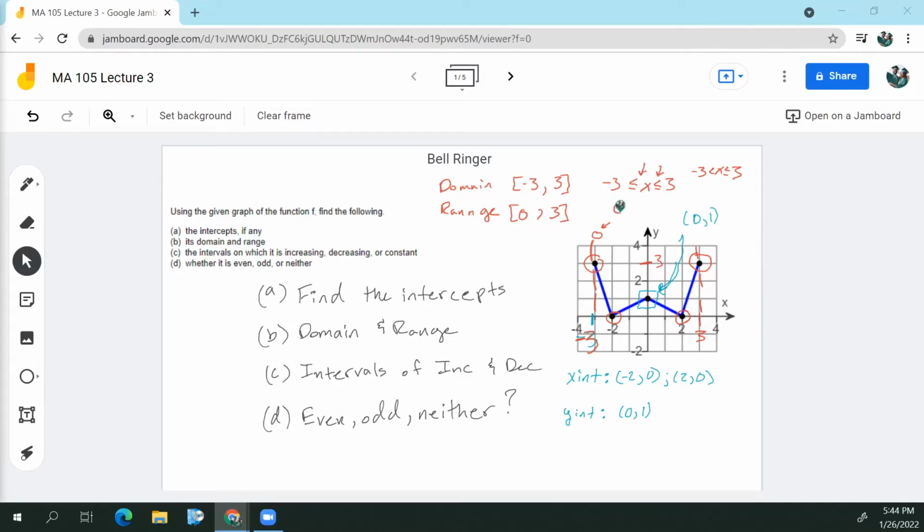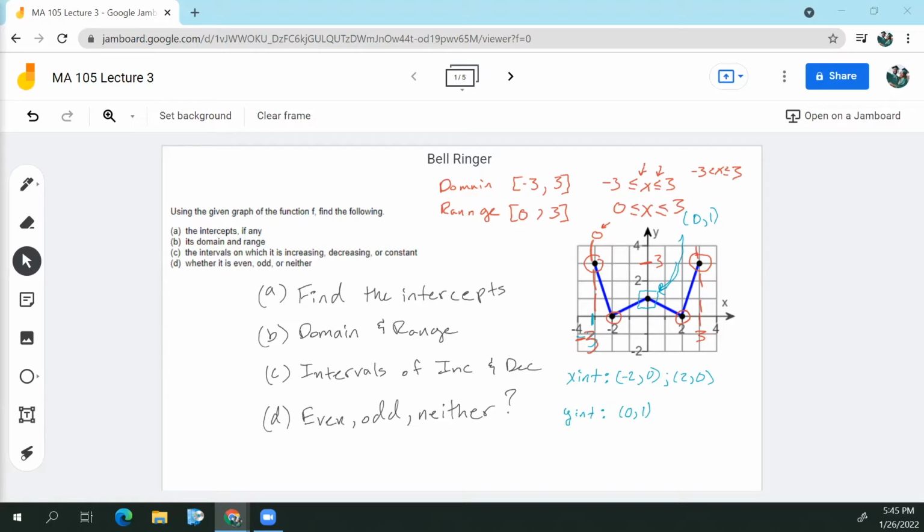Let me ask you this. Would this be a correct interpretation of the range? Yes or no? No, because? Okay, well, what if I said I want the range to be looking like that? Is that a correct interpretation of the range? No, because why?